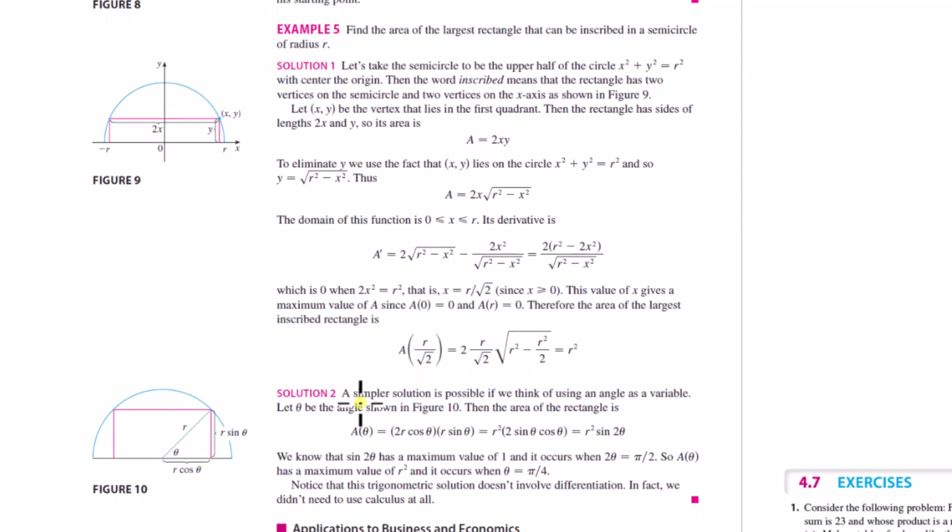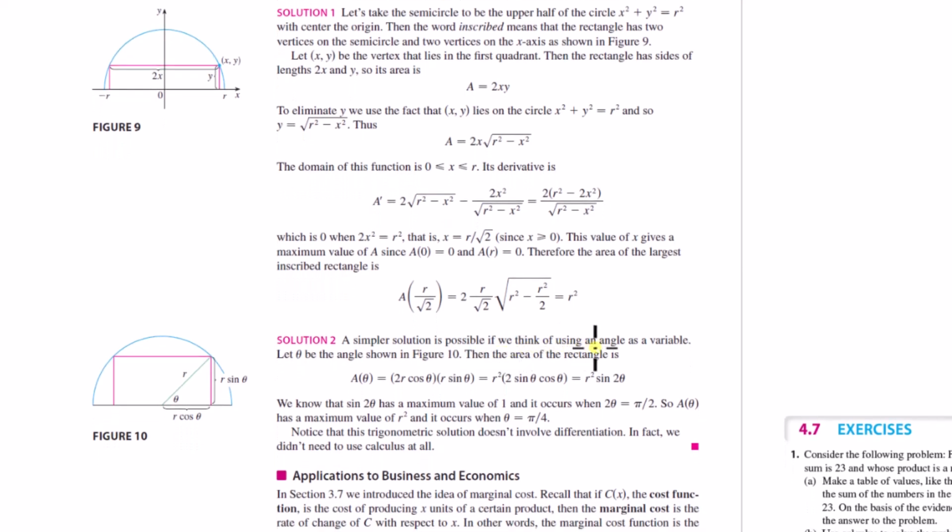It says a simpler solution is possible if we think of using an angle as a variable. Let theta be the angle as shown in figure 10. Then the area of the rectangle is, so the area as a function of theta is what? So they're just changing coordinate systems here. R cosine theta, r sine theta, right? 2r cosine theta times r sine theta. So what they're doing here is it's a polar coordinate system, right? So it's r theta. That's a polar coordinate system, r theta.